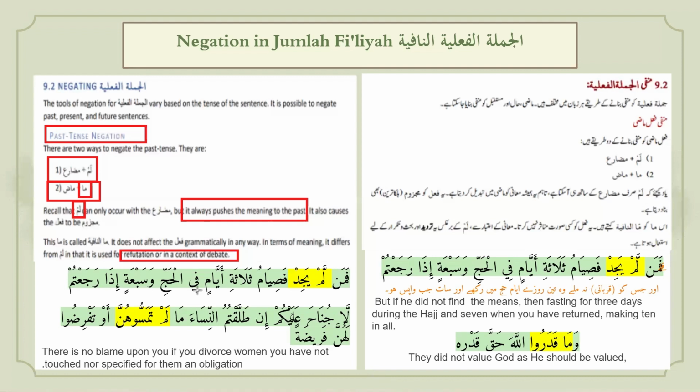Now we have two examples from Quran, one with lam plus mudare majzoom, the lightest mudare, and another with ma and past tense. Faman lam yajid fasiyamu salasati ayamin fil hajji wa sab'atin idha raja'tum. But if he did not find the means, then fasting for 3 days during Hajj and 7 when you have returned, making 10 in all. So lam yajid: if he did not find, then what?